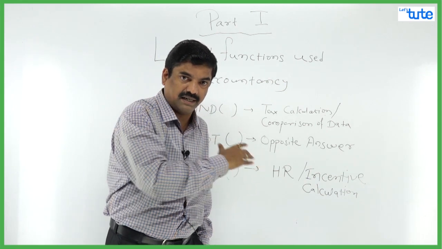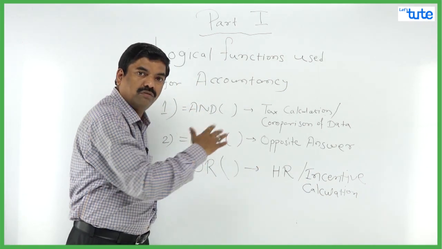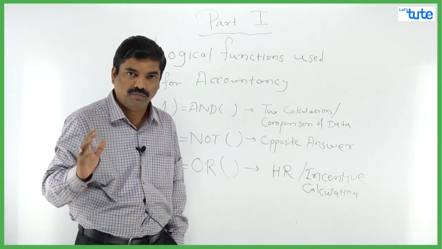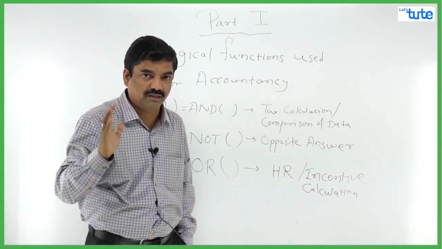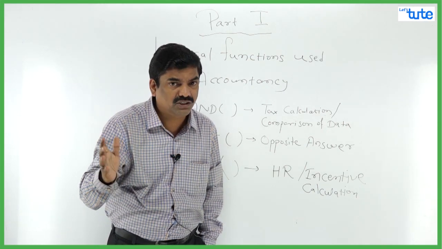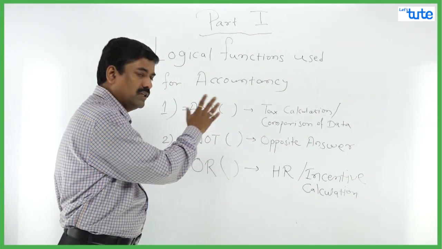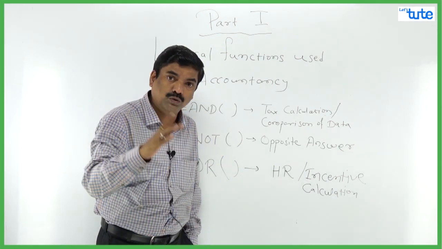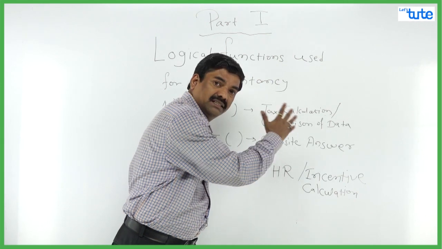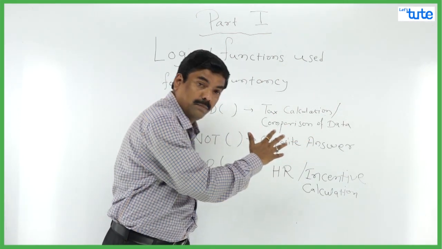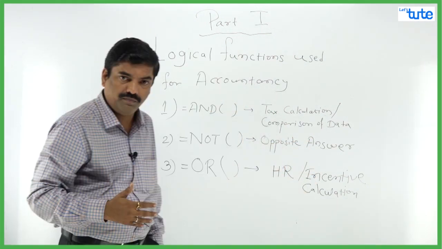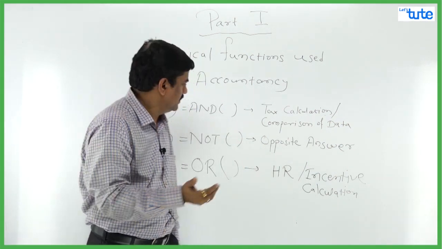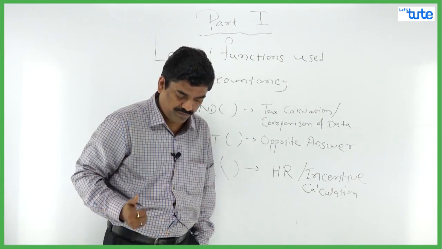So let's understand it. The English meaning of AND is that both the conditions should be satisfied. Both the conditions should be satisfied. If one condition is not satisfied, then your answer will become wrong. This command is especially useful for tax calculation and comparison of data. This AND command is especially useful in HR. They are using the AND command.